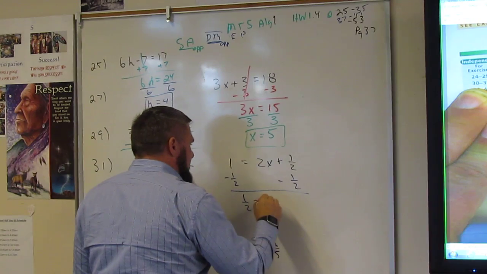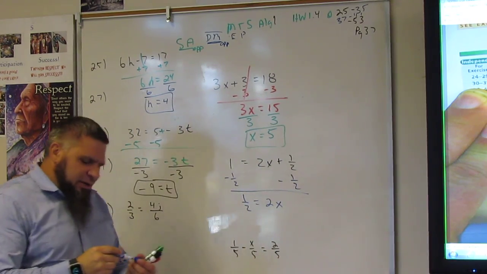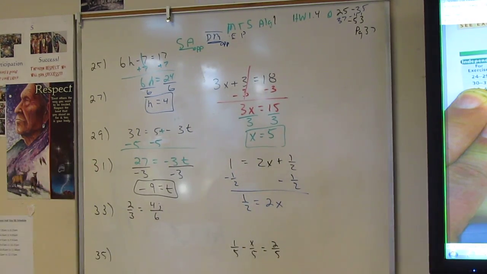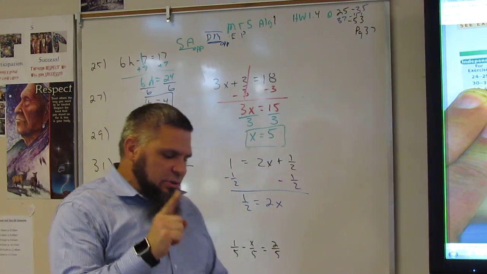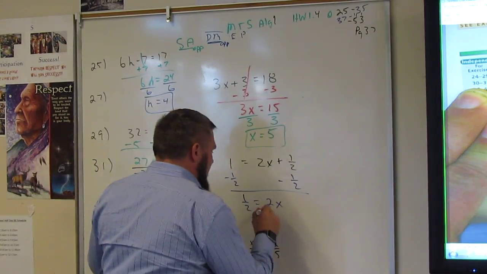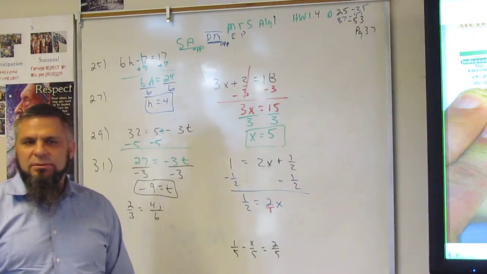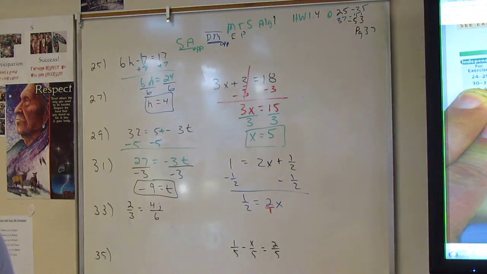1/2 equals 2x. Here's the problem. We have fractions. And now I'm going to divide, right? Because that's the opposite of times. Whenever you see fractions, and you know you're going to divide, I want you to turn this into a fraction. That's just 2 over 1.